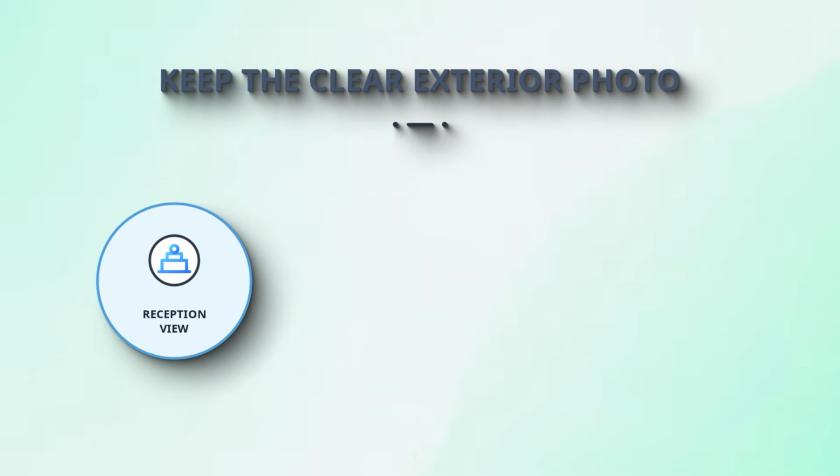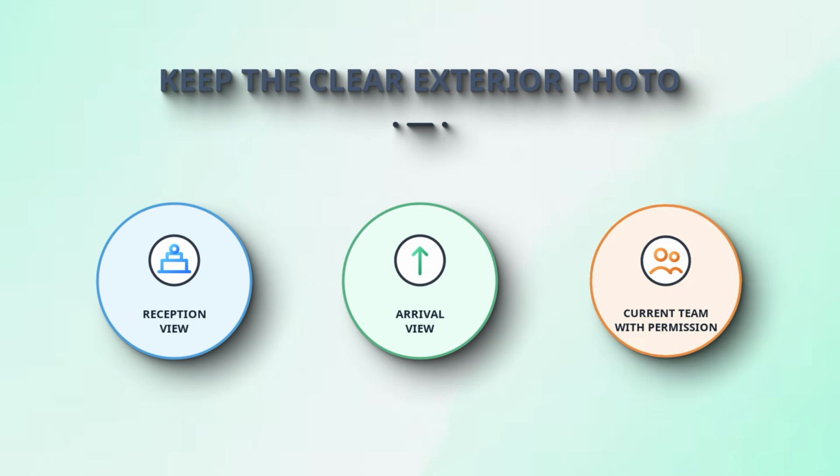Keep the clear exterior photo. Request a reception view, an arrival view, and current team photos with permission. Do not request more equipment close-ups just because that category already has the most images. The gap matrix should prioritize missing customer questions, not equal photo counts.